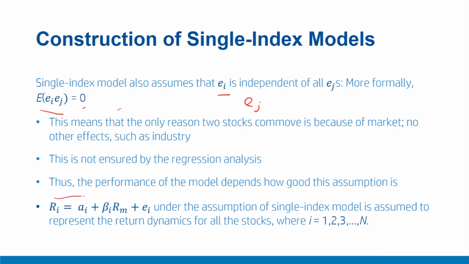This model, Ri equals alpha i plus beta i times Rm plus Ei, under the assumption of the single index model, is assumed to represent the dynamics of all the stocks in the market. That is, if there are n stocks, i equal to 1, 2, 3 and up to n, the return of all those stocks is expected to be defined by this single index model. Generally, it is assumed by default that the single index would be the market factor, because there is wide evidence that the market factor affects most of the stocks in the market systematically.